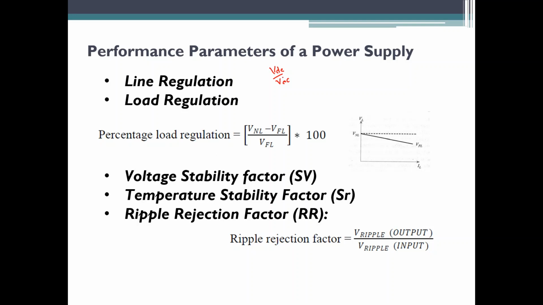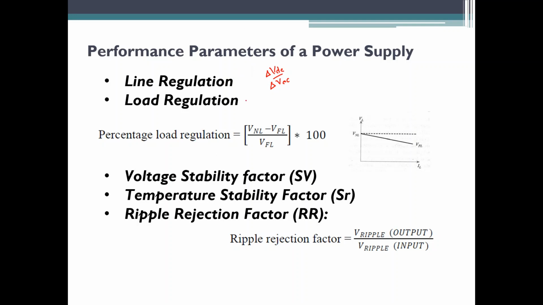This is what is line regulation. It is defined as the change in the regulated DC output for the given change in the line voltage, or you can write it like this: delta VDC divided by delta VAC. That is the change in the DC output voltage with respect to the change in the AC input voltage, or the change in the output with respect to the change in the input. That is what is line regulation.